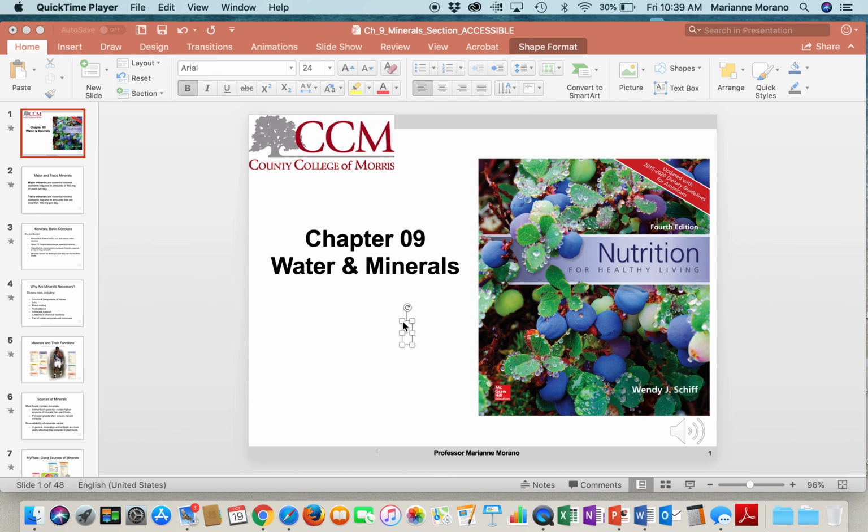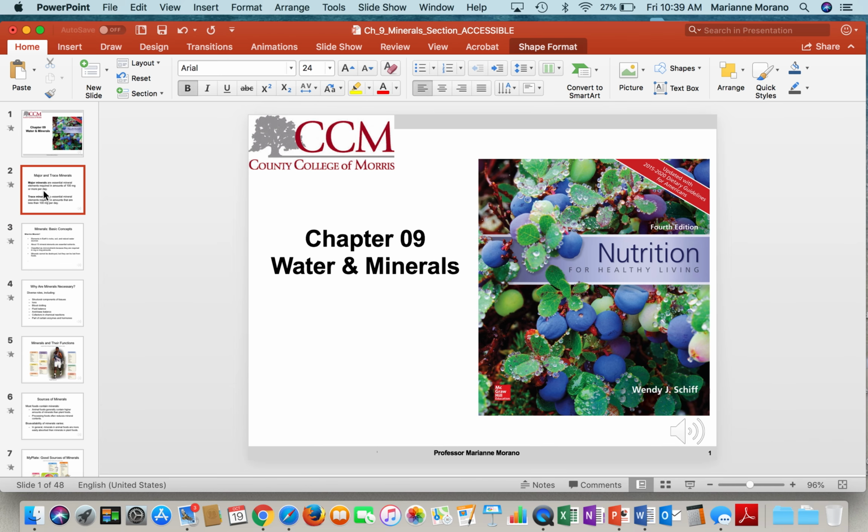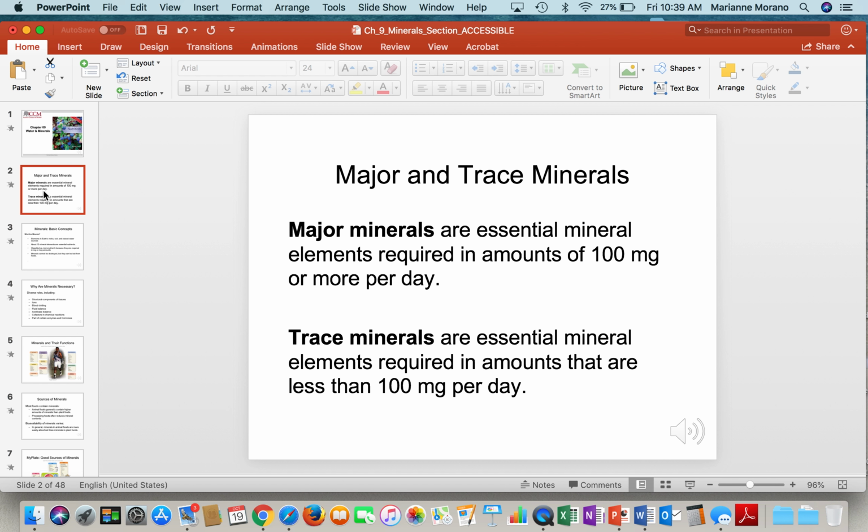In Chapter 9, we already discussed water, and this chapter also goes in depth in minerals. So this part of the lecture is going to be mainly on minerals. There are two types. We have major minerals and trace minerals. Major minerals are needed in larger amounts, usually about 100 milligrams a day or more, and trace minerals are less than 100 milligrams a day. We don't need as large a quantity of the trace minerals.